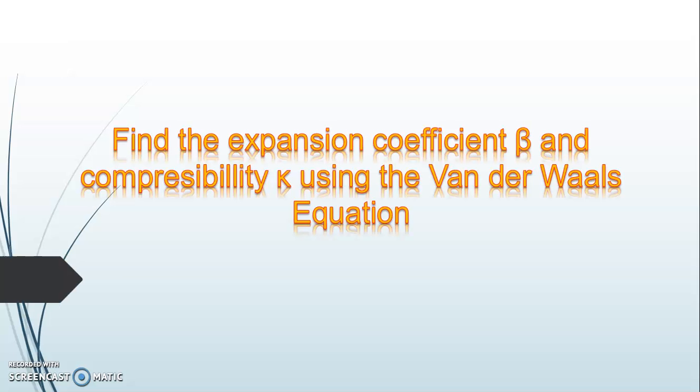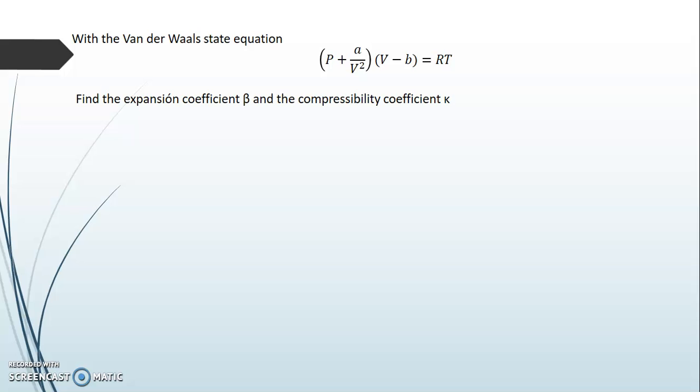Hello everyone. In this case, we'll find the expressions for the coefficients beta and compressibility kappa using the van der Waals equation. So let's get started. With the van der Waals equation, it's this equation that we have over here, where we will find the expressions for the coefficients beta and the compressibility coefficient kappa.